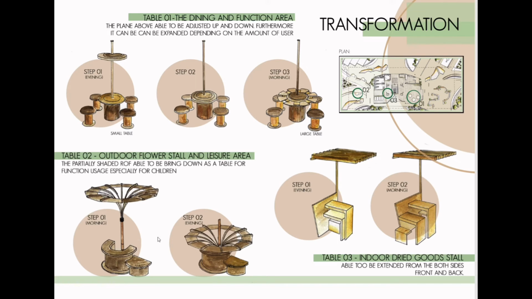And table 2 is actually the flower stall located outside, which the higher part is actually a shading device in the morning, and in the evening is actually able to be descended down as well as a table. Table 3 is actually the indoor dry goods stall, which the table is actually movable, can be extended on both sides when it's open.